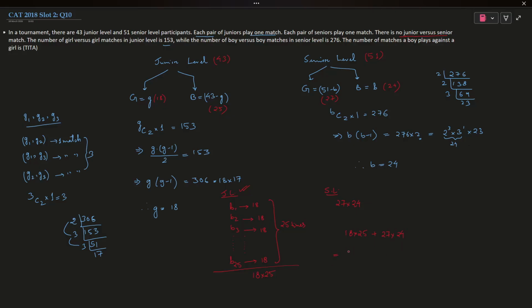So this can be written as 1800 by 4 plus 27 into 2 is 54. 0 plus 4 will be left. 4 into 27 is 108. This will be 450. This will be 648.